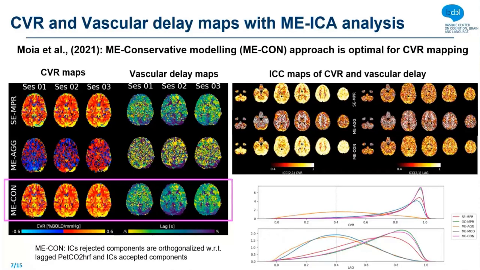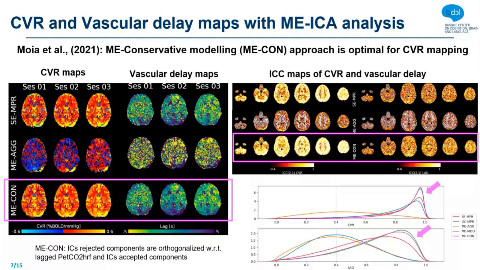Here we can see the ICC maps of the CVR and vascular delay, comparing single-echo, multi-echo aggressive, and multi-echo conservative. In the histograms, we could see that the highest reliability is in the multi-echo conservative approach.